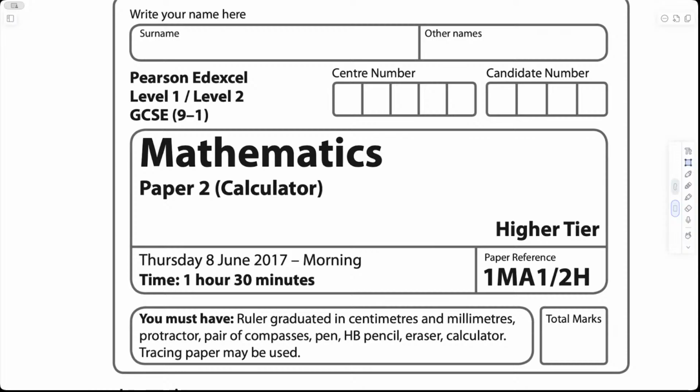Maths Paper 2 Edexcel. What an exam board. Wonderful. Absolutely wonderful. The students are fast asleep.